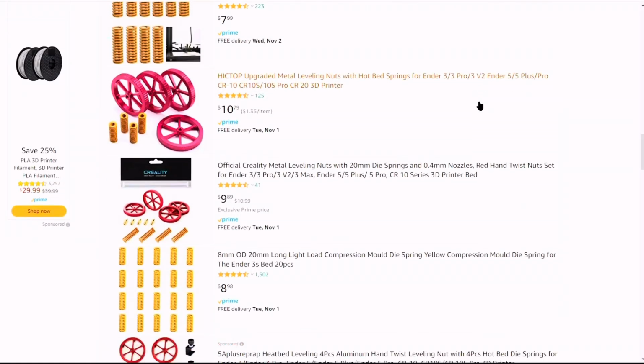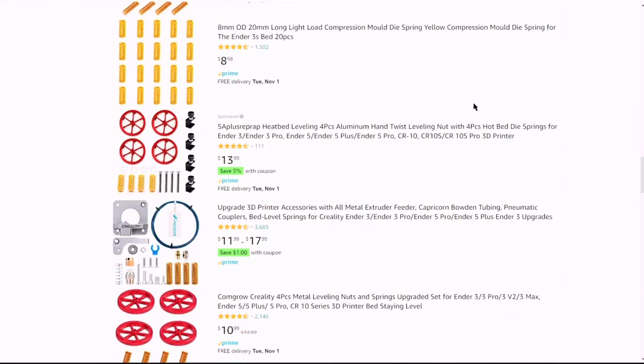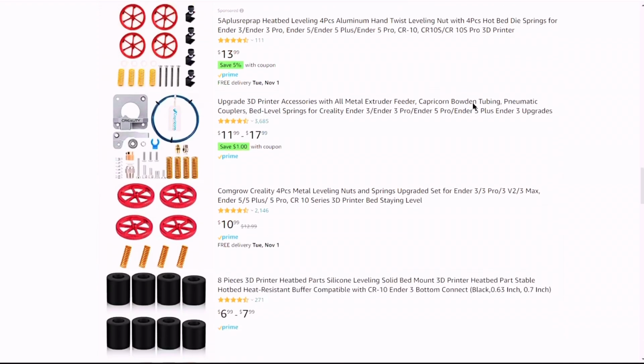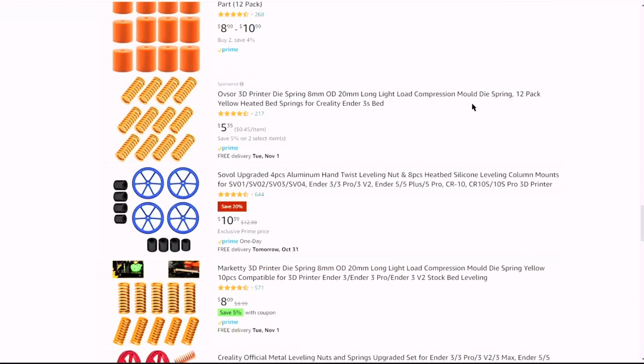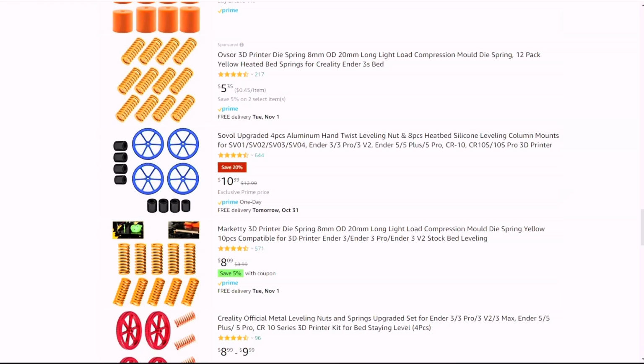As for the cost of these two upgrades, there's not a huge difference. They're both easily available on Amazon for less than $10. So this is one of the most cost-effective upgrades you can do, so definitely don't let the cost be a barrier to you making this upgrade.